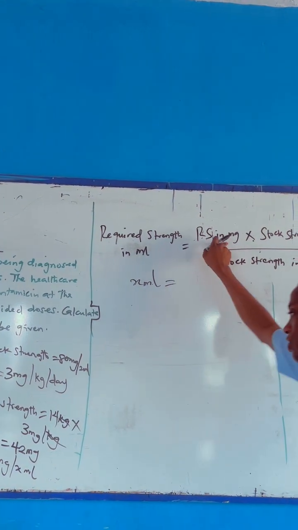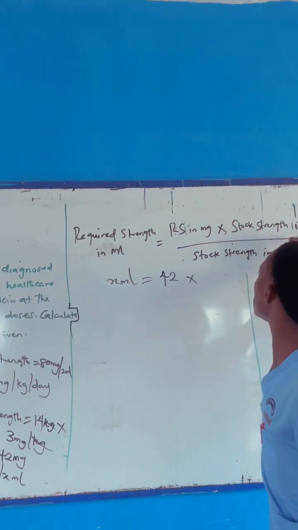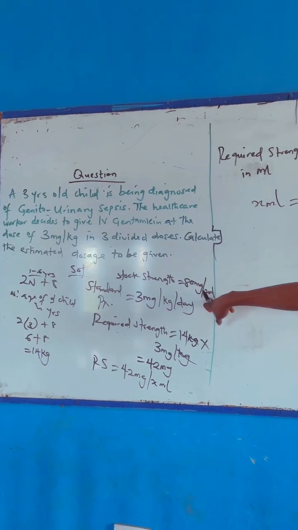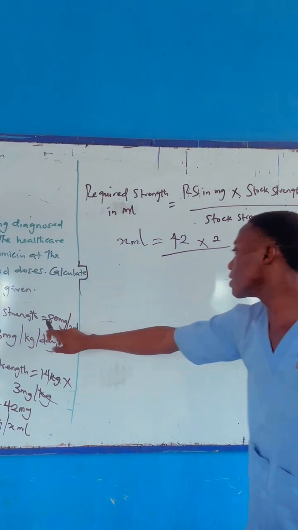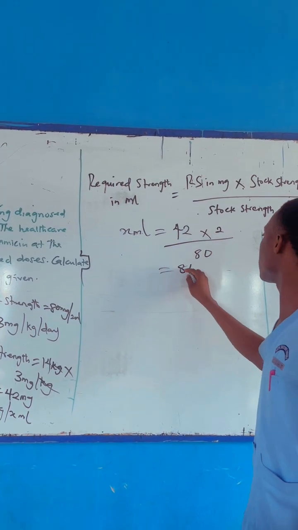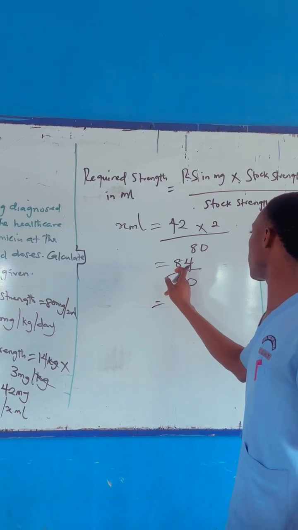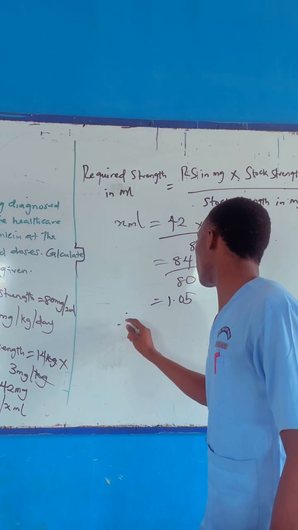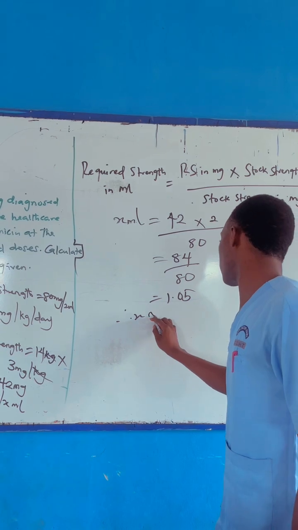So our required strength in milligram is 42 times our stock strength in ml. We said our stock strength is 80 mg per 2 ml, so our stock strength in ml is 2 divided by stock strength in milligram, 80. So we say 42 times 2, that's 84, divided by 80. So if we say 84 divided by 80, we have 1.05. Therefore our x we can approximate to 1 ml.